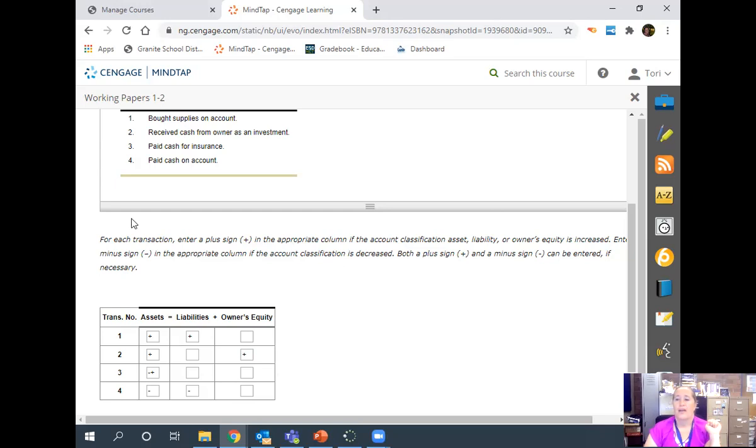So that is how the basic accounting equation works. It might be a struggle at first, and we're going to go on to 1.3, and it's going to show more transactions, but keep with me and it will start to click.